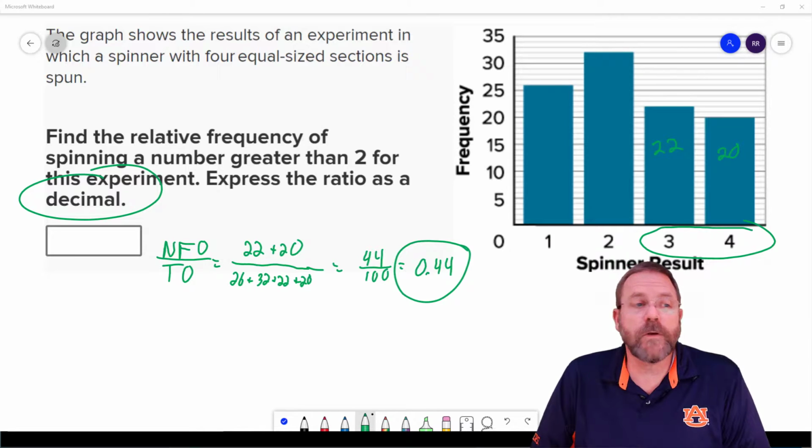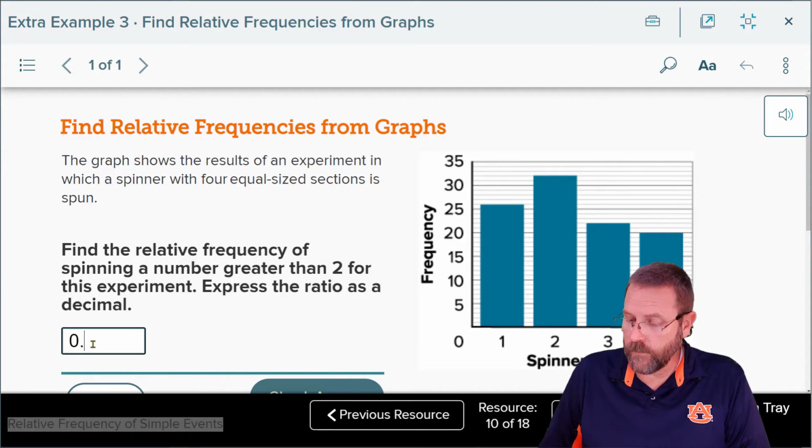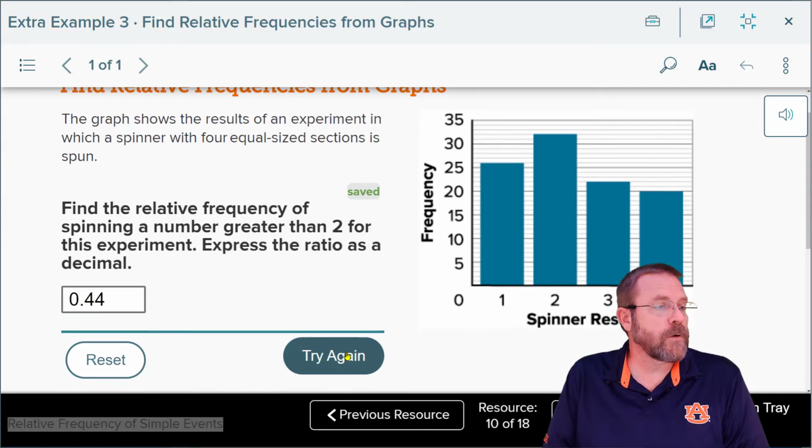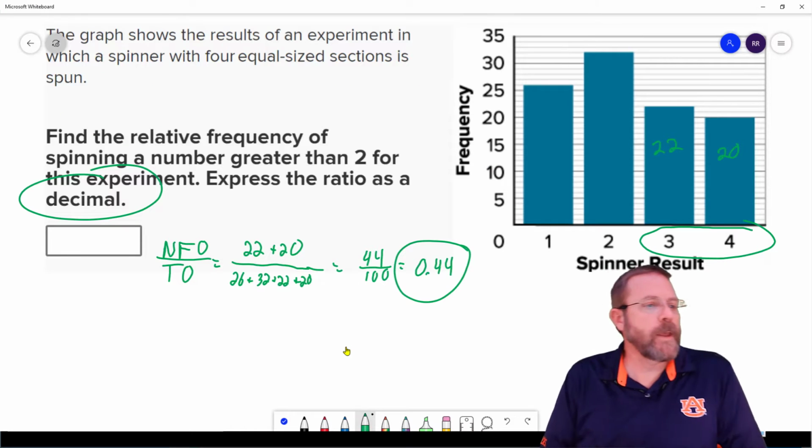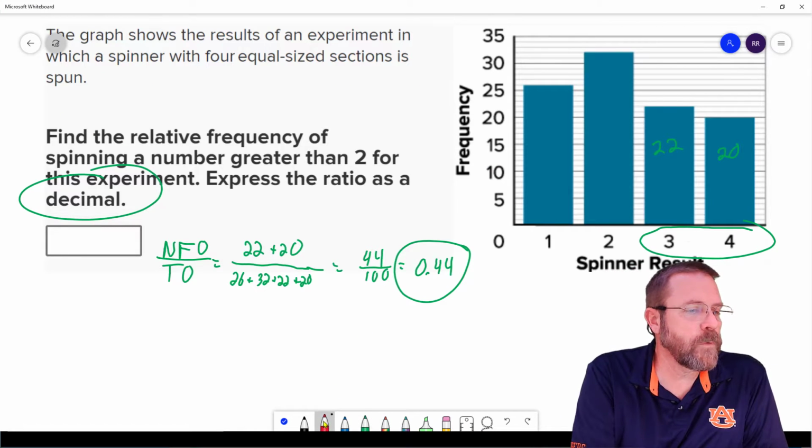Jump back over to our textbook, type in our answer, 0.44, check our answer, and I must have had some bad math. Let me check it. I did have a little bad math here. That happens sometimes when I'm running my mouth.